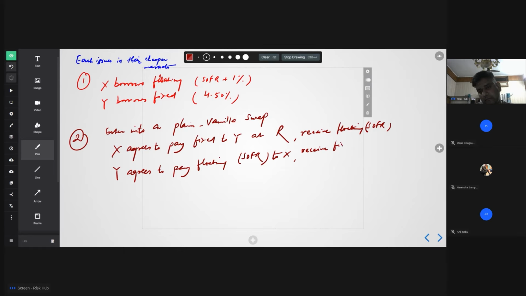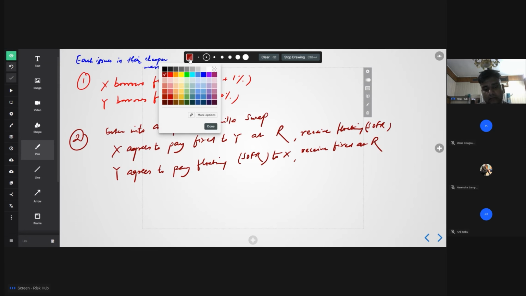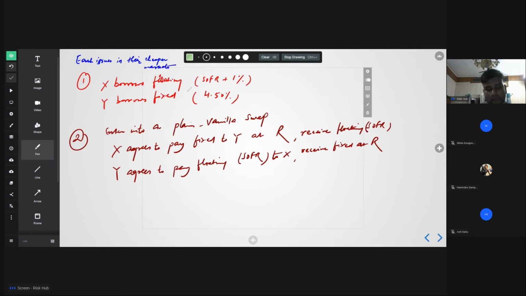Receive fixed, right, at R, right? What is happening in step 3 now? Step 3 is that they are choosing R, the fixed rate, to share their savings. Again, this is not given in a book, guys. This is just for explanation, the logical explanation of how they are saving it.